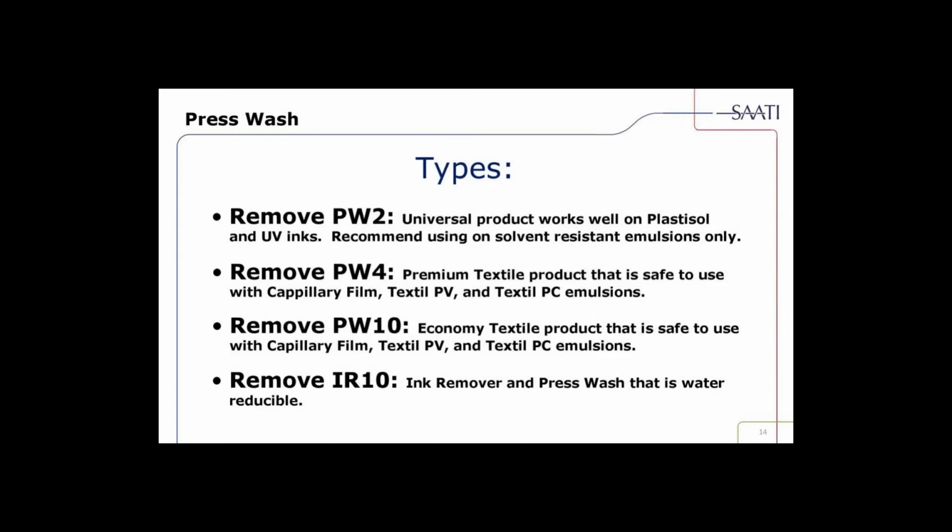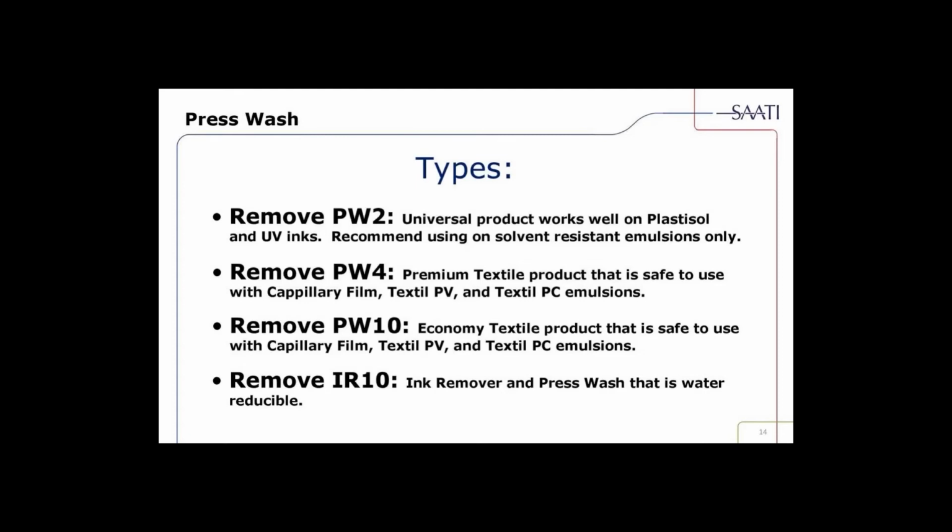Remove PW4. This is our premium staple product, and it is safe to use on anything, especially with capillary film, textile PV, and textile PVC emulsions. Remove PW10. This is an economy version textile product that is safe to use on the same products, the capillary film, the PV, or the textile PVC. These products will work on any emulsion because they're cap film safe.